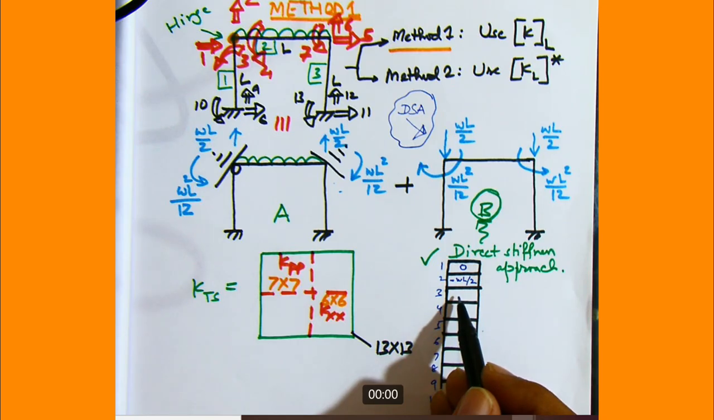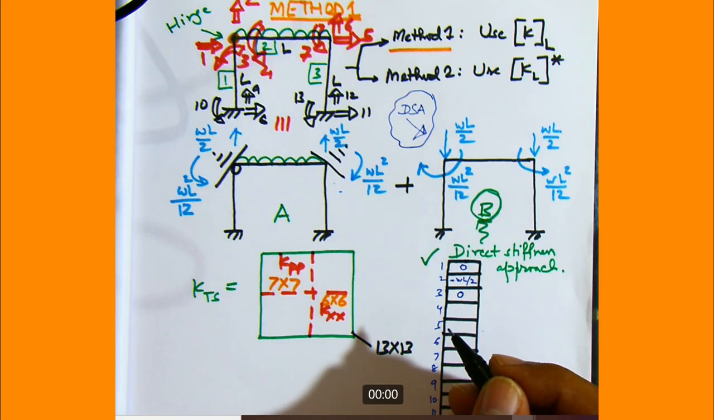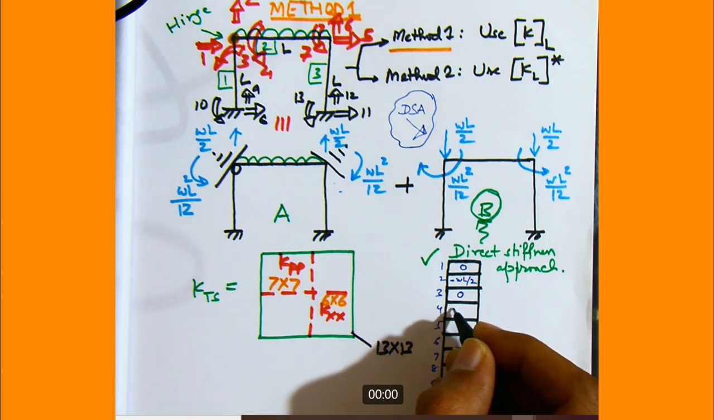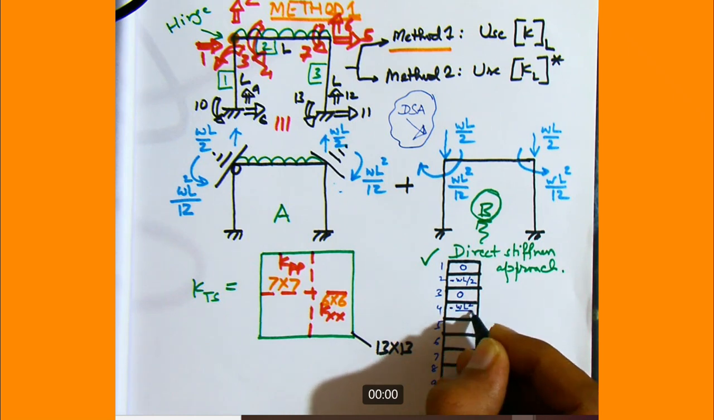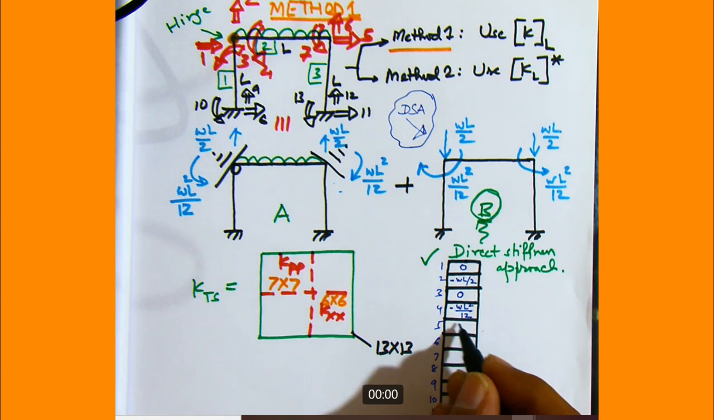Zero, because the member load is not contributing anything to the rotation associated with the column. It is only contributing everything to the rotation associated with the beam, because the member load is on the beam. Alright. So here on the beam, what value will we fill? Minus WL square by 12. Alright. Now cell number 5, 0. Cell number 6, minus WL by 2.